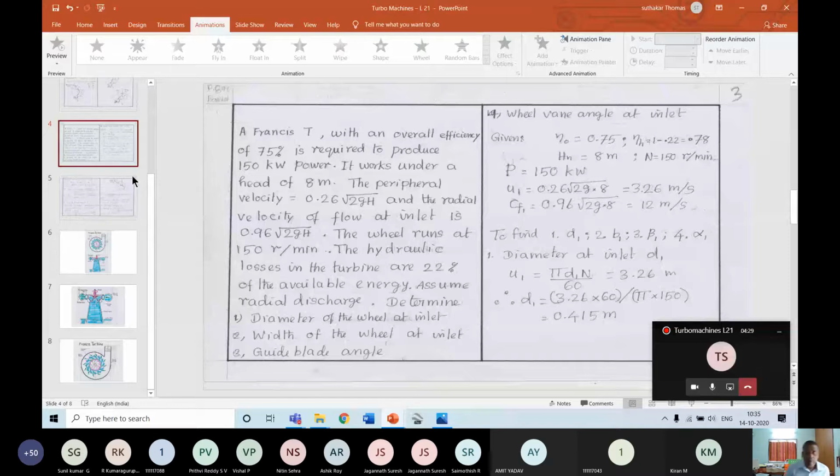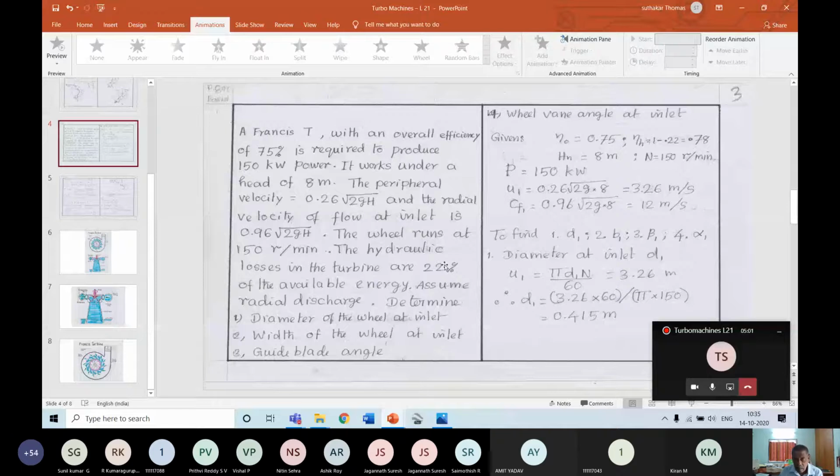Okay, we'll take up the problem. A Francis turbine with an overall efficiency of 75% is required to produce 150 kilowatt of power. It works under a head of 8 meters. The peripheral velocity is 0.26 root 2GH and the radial velocity of flow at inlet is 0.96 root 2GH. The wheel runs at 150 revolutions per minute.